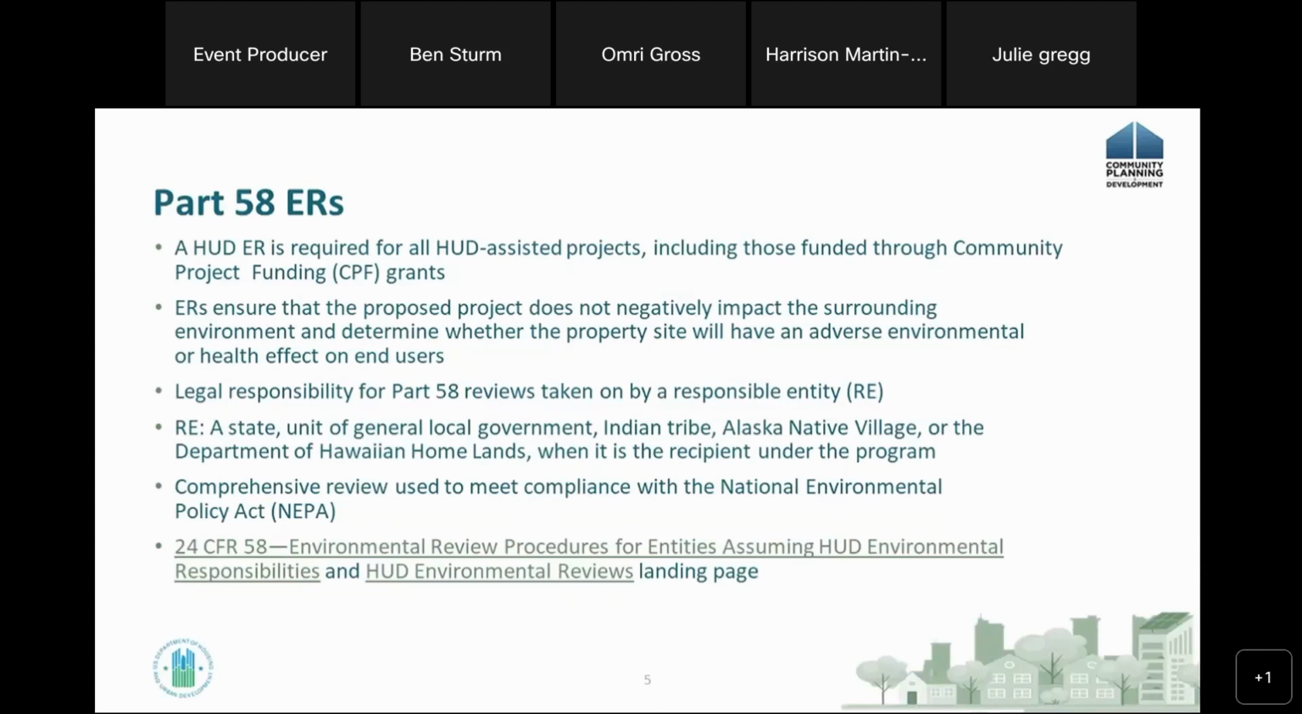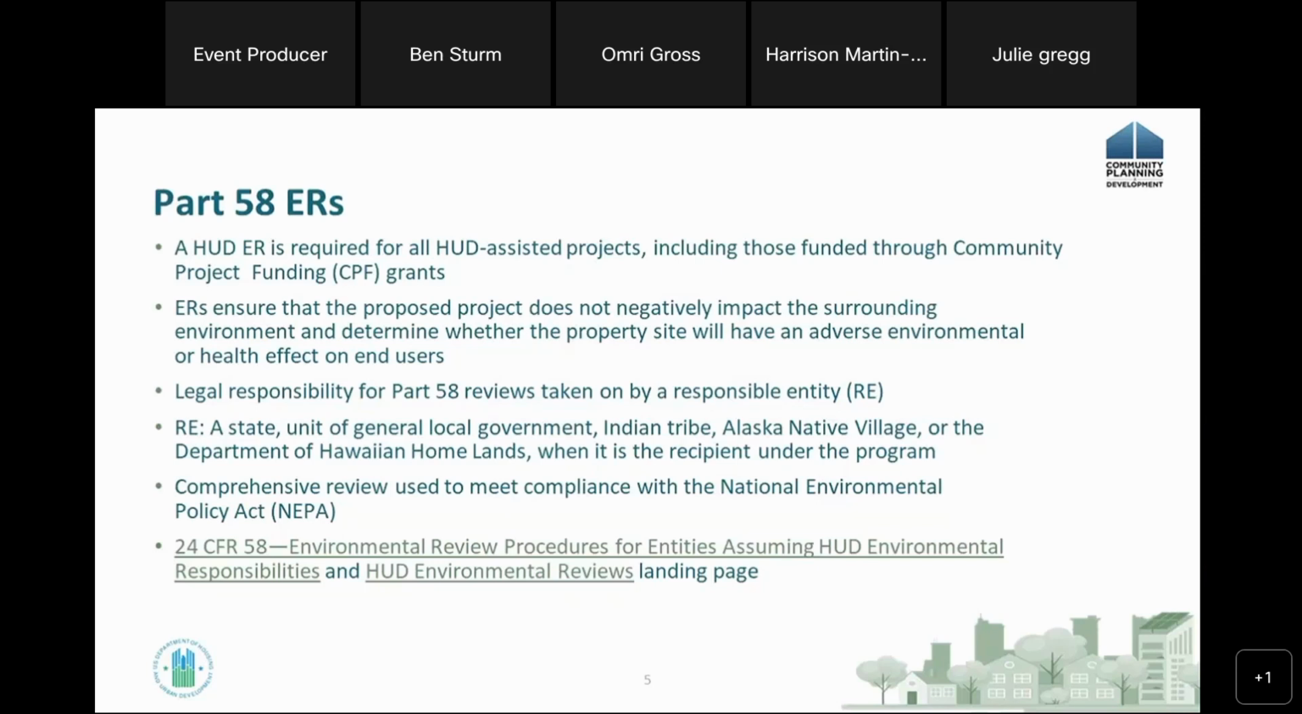A few important things to know about HUD environmental review. A HUD environmental review is required for all HUD-assisted projects. The environmental review ensures that the proposed project does not negatively impact the surrounding environment and that the project will not have an adverse environmental or health effect on end users. Environmental reviews for CPF projects should be completed using HUD's Environmental Review Online System, also called HEROS, which we'll discuss more later in the presentation.